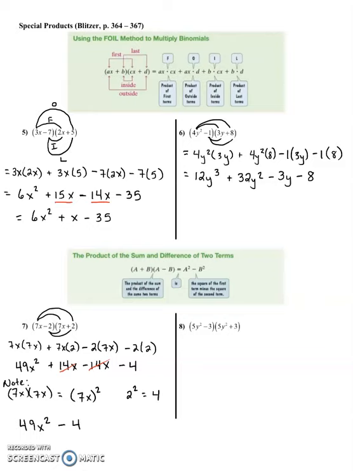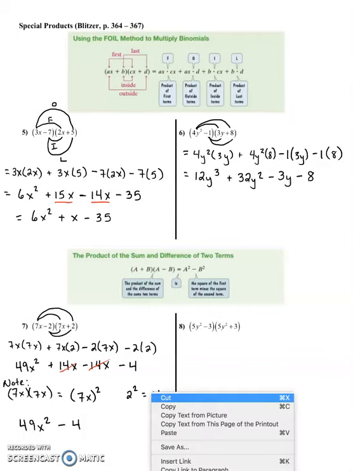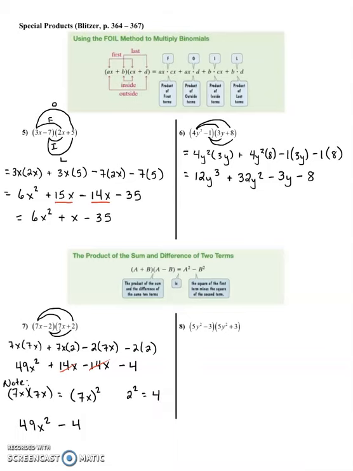So the 49x squared, remember, was 7x quantity squared, which was the first thing squared. And 4 is 2 squared, which is minus the second thing squared. So that's how this kind works out. Now, when you do a bunch of these, you'll get used to just going, oh, shortcut to the final answer. You can always FOIL, though. There's nothing wrong with that. So pause the video and try number 8 on your own.